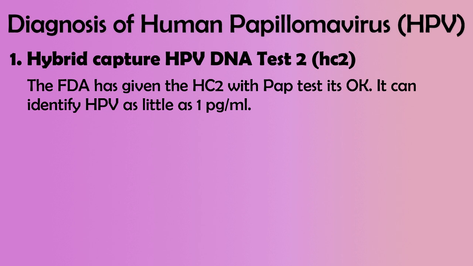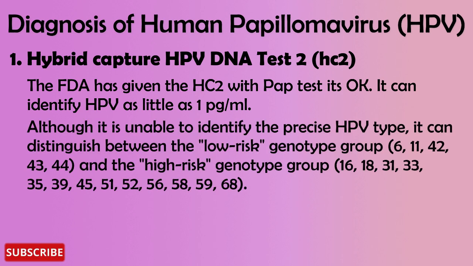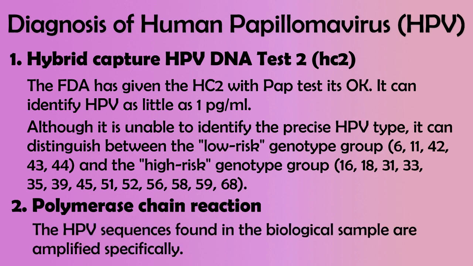It can identify HPV as little as 1 pg per ml. Although it is unable to identify the precise HPV type, it can distinguish between the low-risk genotype group 6, 11, 42, 43, 44 and the high-risk genotype group 16, 18, 31, 33, 35, 39, 45, 51, 52, 56, 58, 59 and 68. Next is polymerase chain reaction. The HPV sequences found in the biological sample are amplified specifically.